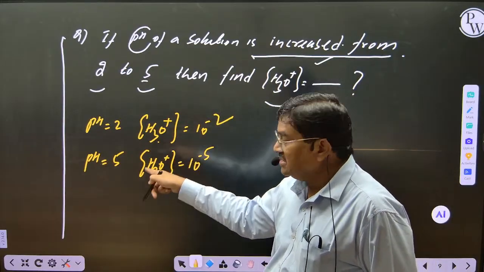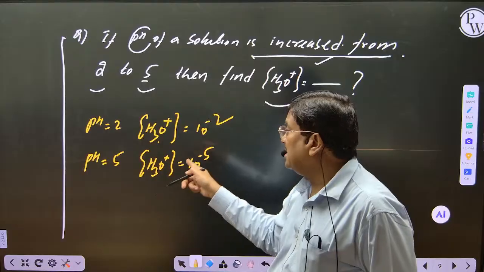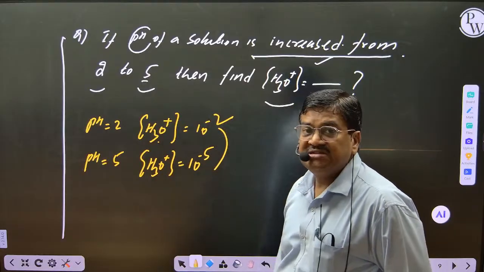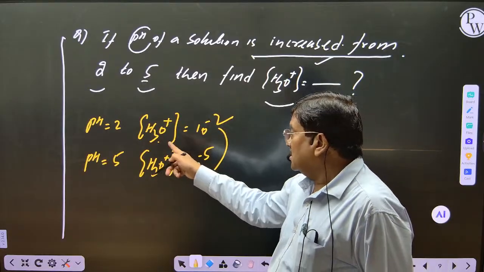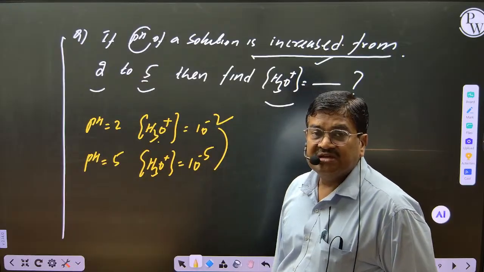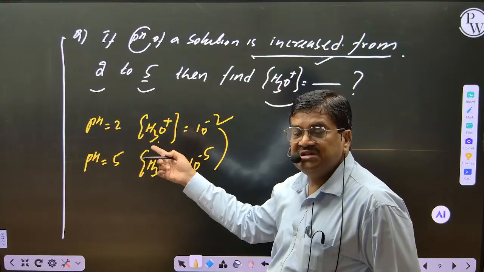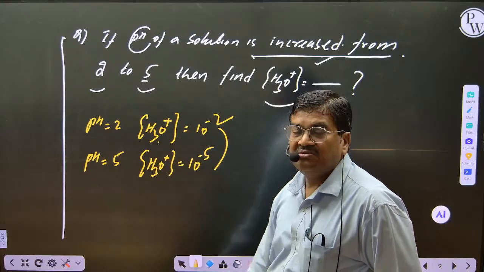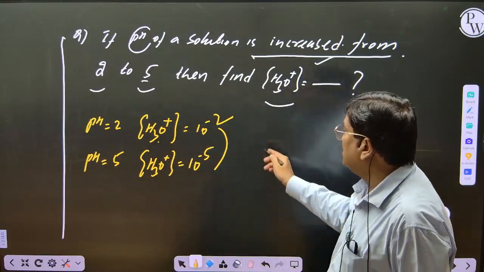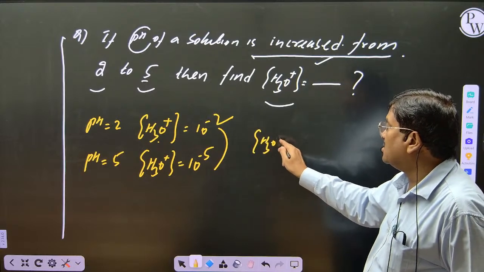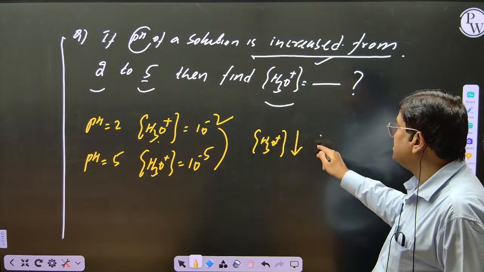So for every 1 unit increase in pH, it decreases by 10 times. Now can you see how many times it has decreased? 1000 times it has decreased. 3 units we have increased, no? So for every 1 unit, if it is decreasing by 10 times, for 3 units, what will be the decrease? So hydronium ion concentration decreases by how many times, students? 1000 times.